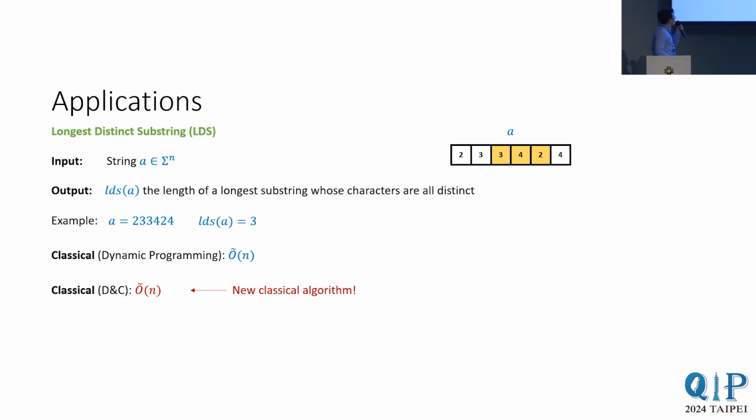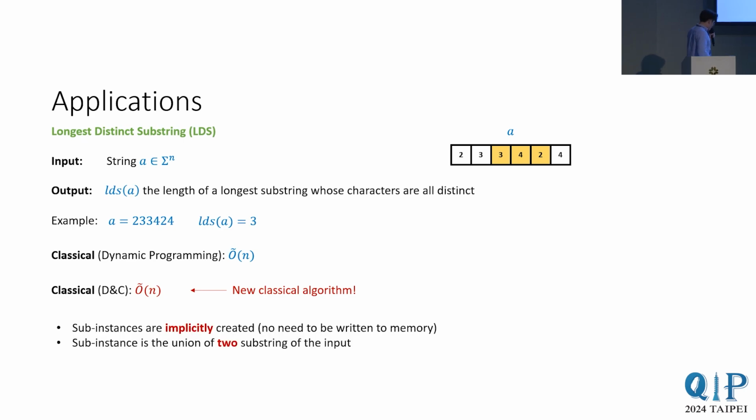So as a first result, we give a new quantum algorithm based on divide and conquer. It achieves almost the same time complexity, and it's better to use our meta theorem to solve it. But there's a little difference here.